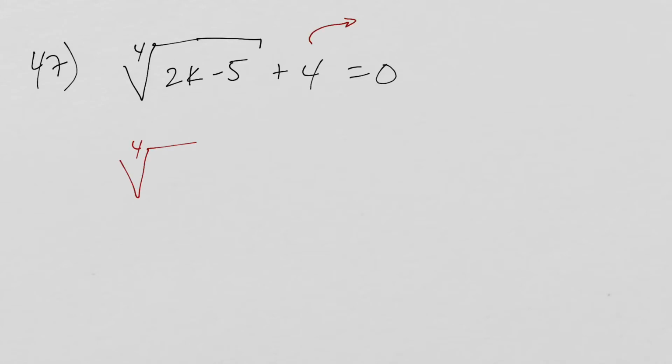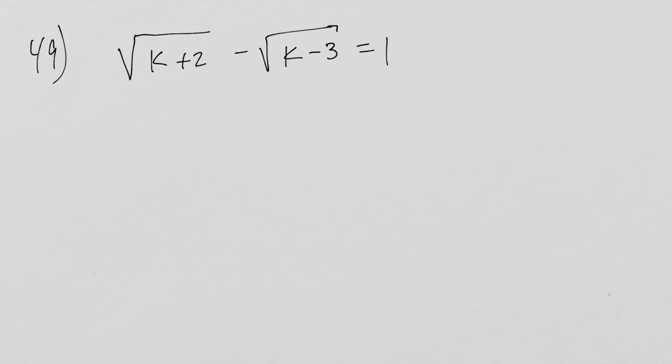Okay, I'm going to start by isolating the radical, moving the 4 over, so I have the 4th root of 2k minus 5 is equal to negative 4. And now I'm going to stop because I have an even index equal to a negative number. That's impossible, so this is a no solution, and I'm done.